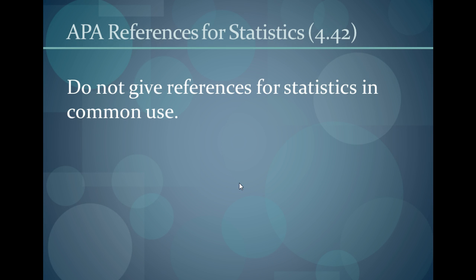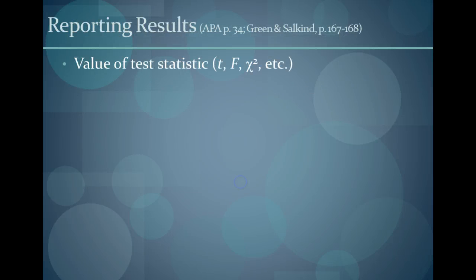APA also says that you don't need to provide citations to justify the use of certain statistical analyses. So if you decide that running a multiple ANOVA is appropriate for your study, you don't have to say, here's the name of the person who said that it would be appropriate. You can just say MANOVA was used and end it with that.